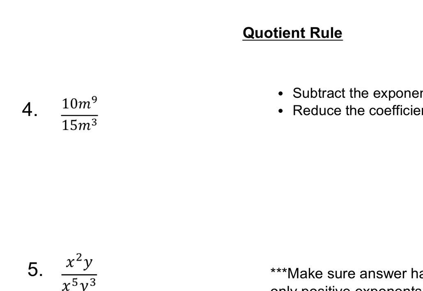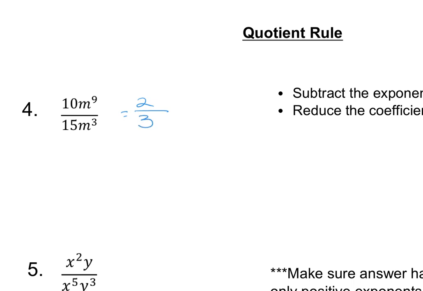Subtract the exponents and then reduce the coefficients. I do it the other way. Reduce the coefficients, so reduce the numbers. So we pretend that doesn't exist. And you have 10/15. 10/15 reduces to 2/3. 5 goes into 10 twice and into 15 three times.